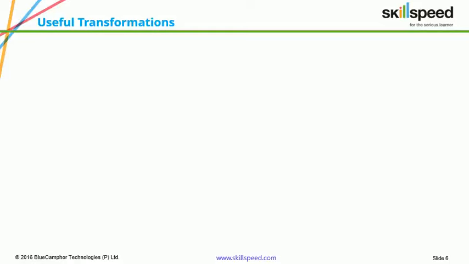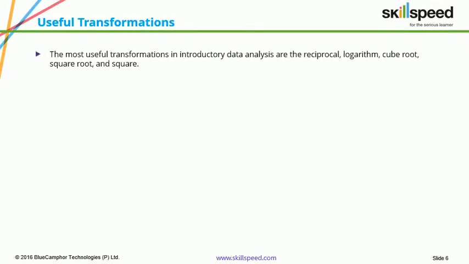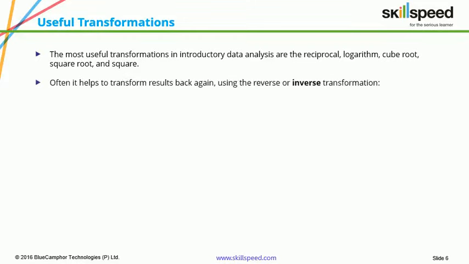Let's look at some useful transformations. The most useful transformations in introductory data analysis are the reciprocal, logarithm, cube root, square root, and square. It often helps to transform and see the results. Often it helps to transform results back again using the reverse or inverse transformation.